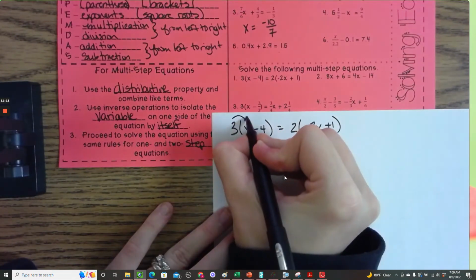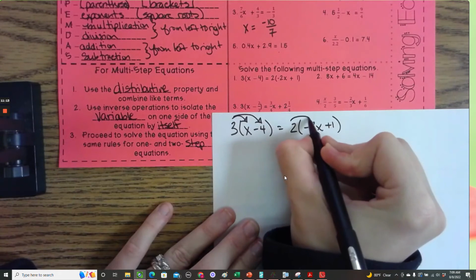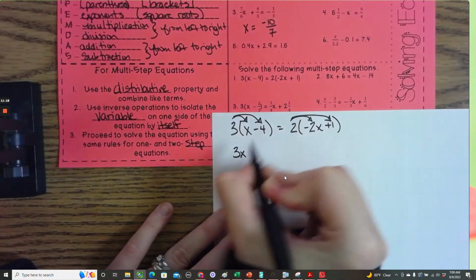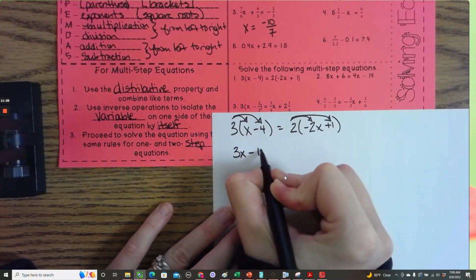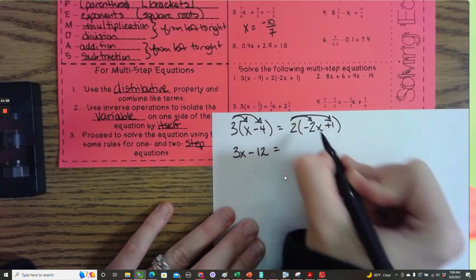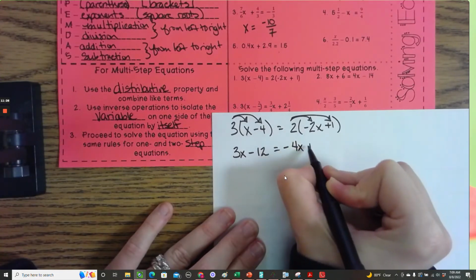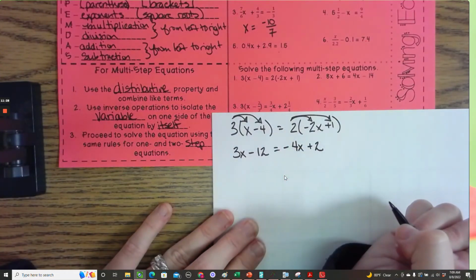So the first thing I'm going to do is use the distributive property. So 3 times x is 3x. 3 times negative 4 is a negative 12. 2 times negative 2x is a negative 4x. 2 times 1 is a positive 2.